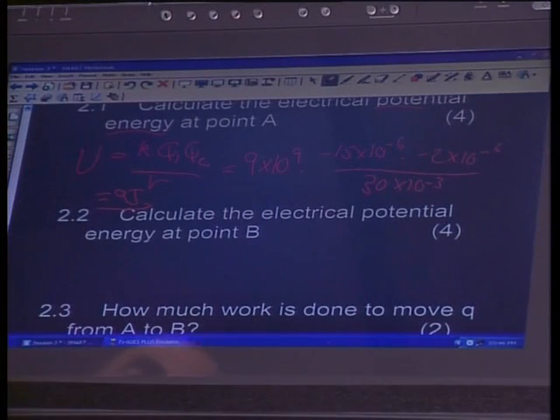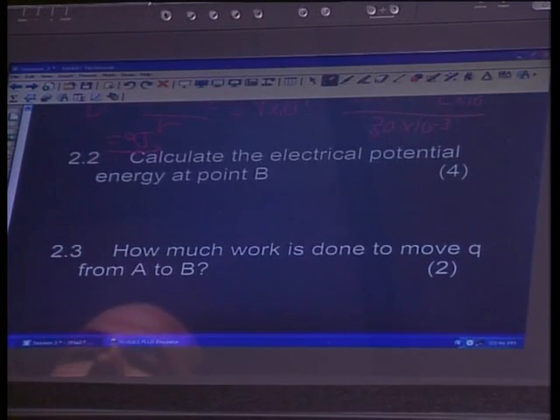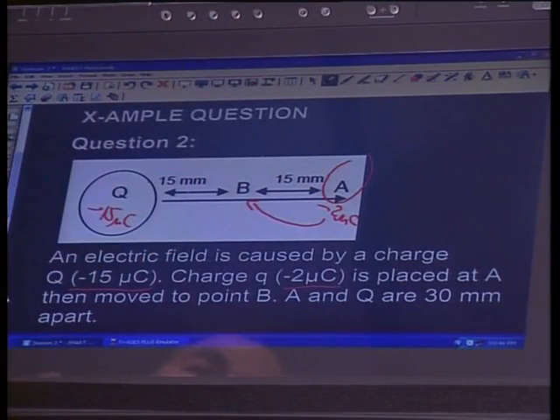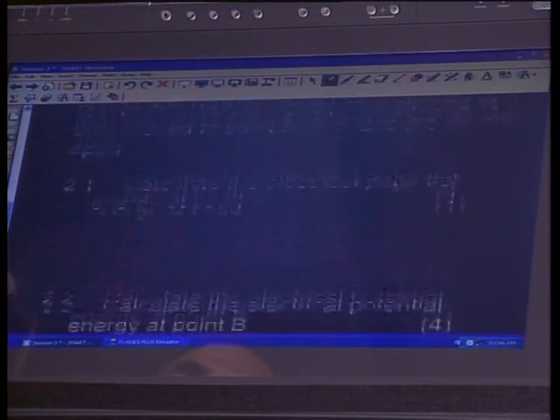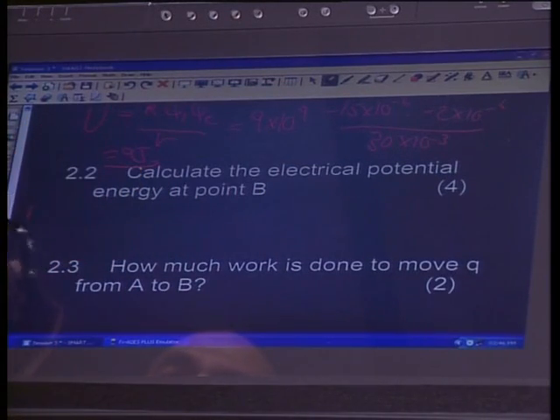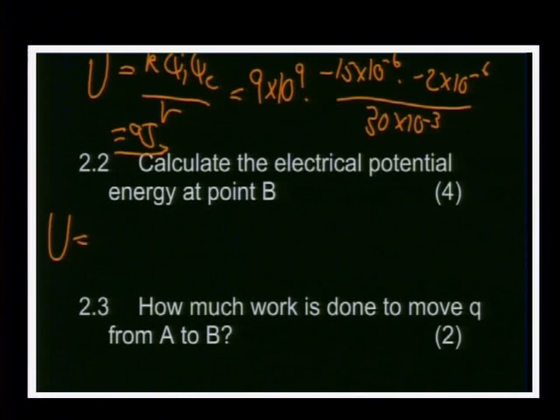It turns out to be 9 joules. Remember, that was at point A. So what has happened is now we've moved it to point B. We do the same sort of calculation because it asks us to do that, and we're going to substitute in. The only difference here is that we're going to change the value of R.